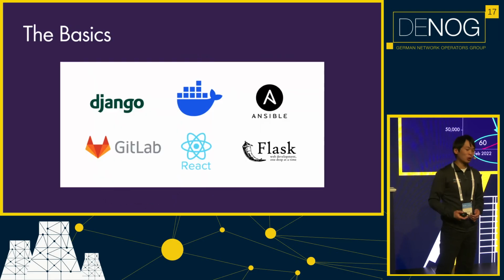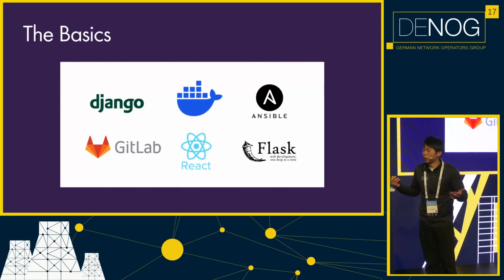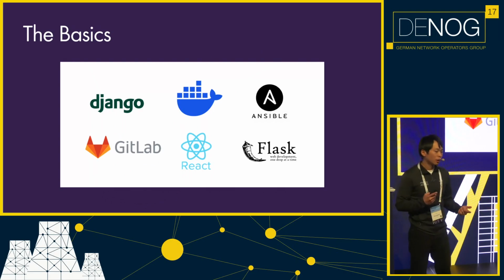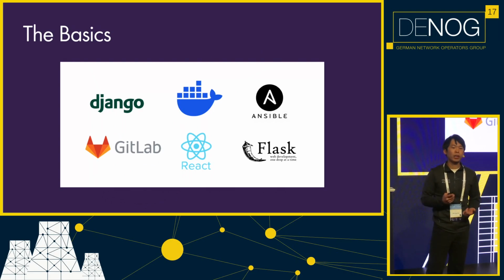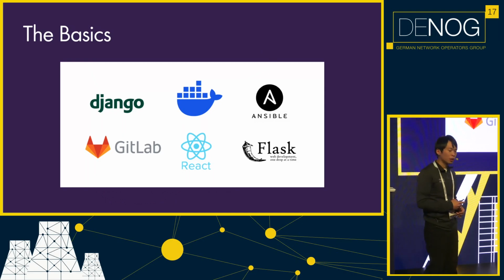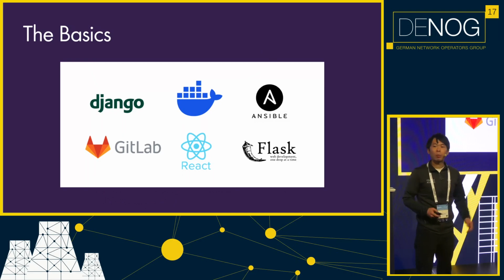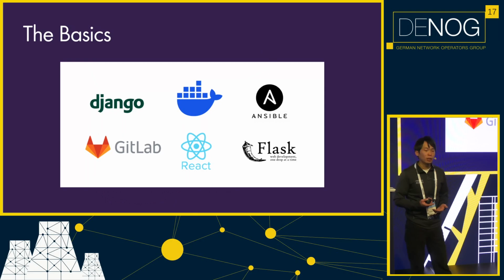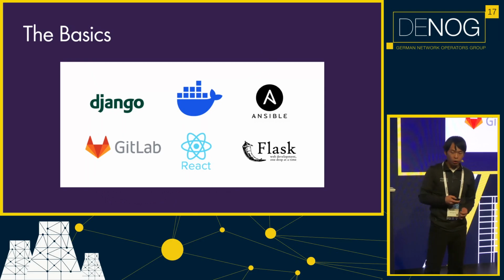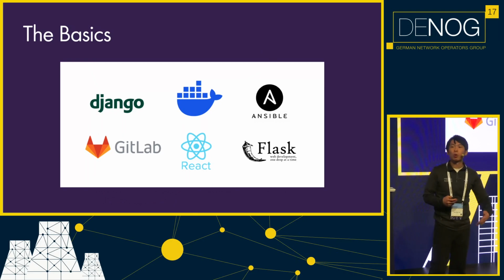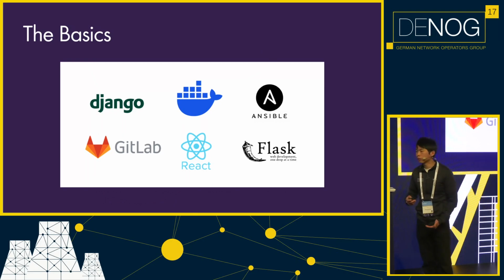When you first start a project, you start looking around: what can we use, what can we do? We went with Django because we are essentially a Python shop. We use Docker for packaging our stuff, Ansible for configuring the devices, and GitLab to store all our code. For the front end, we have React. For some smaller APIs, we use Flask.